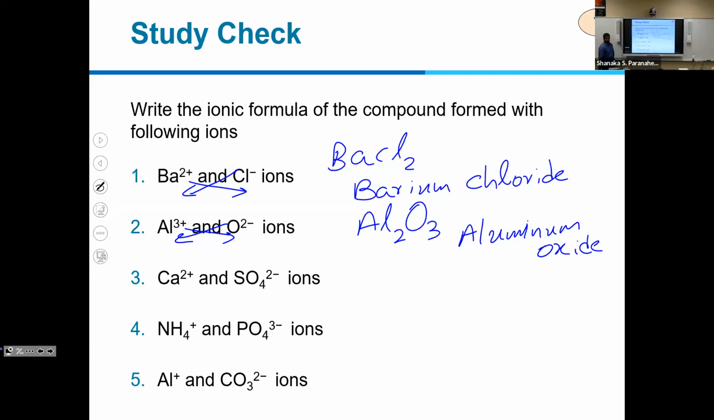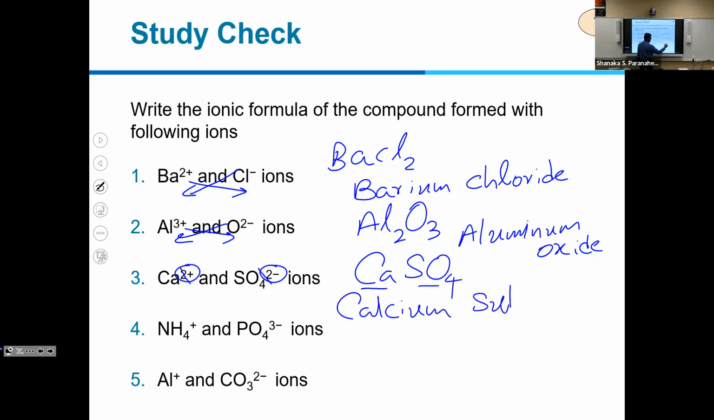Okay. So, last 3 questions we have learned today. Calcium with sulfate, you can see +2, -2, 2 to 2 cancels out. So 1 calcium, 1 sulfate, that's the formula. 1 calcium, 1 sulfate. So name comes from those two. That's calcium sulfate.